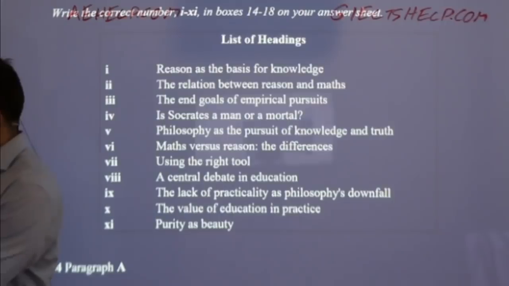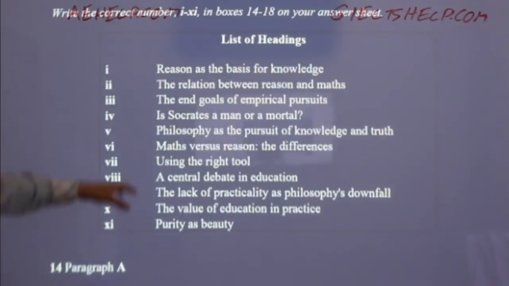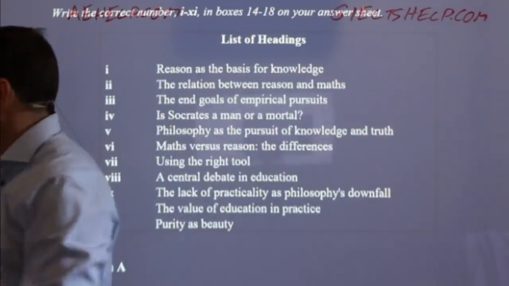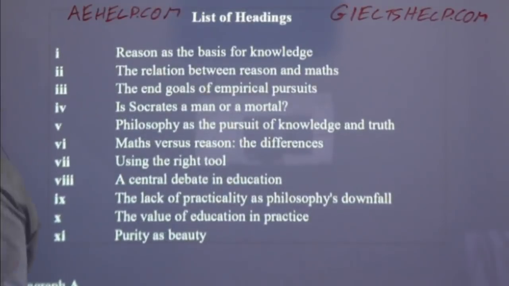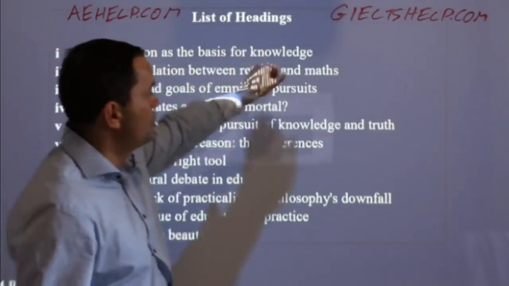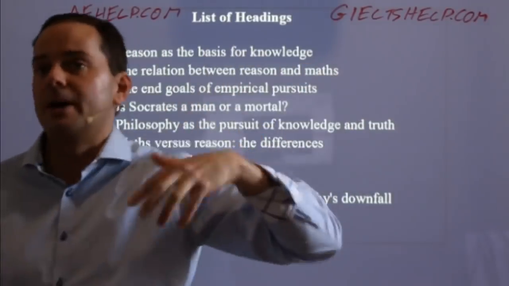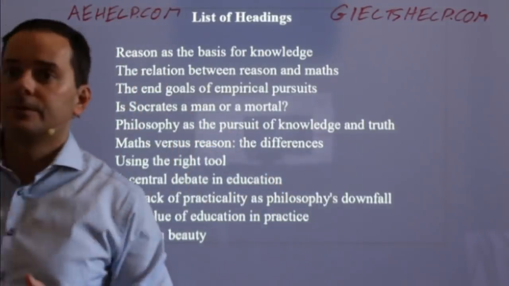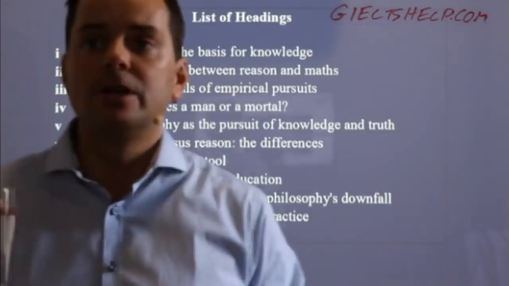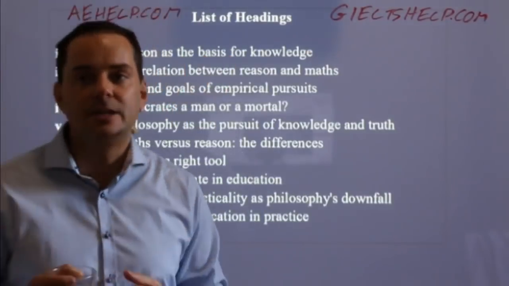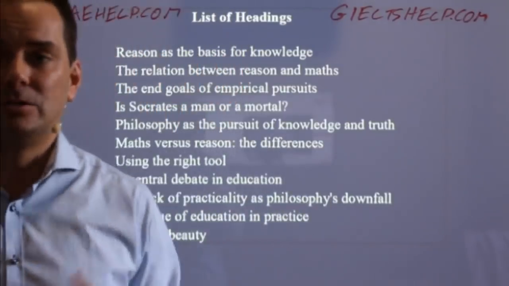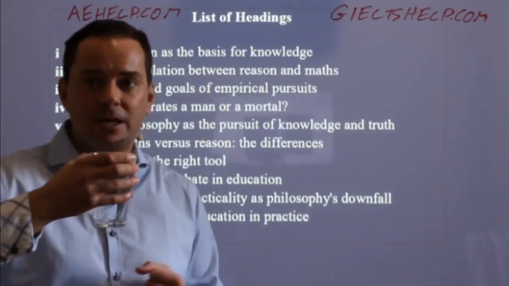Let's take a look at this. Reasons as the basis for knowledge. What's another way to say that? Let's enlarge that a bit for you. So, reasons as the basis for knowledge. How can I say that in my own words? What can I do? Okay, anything that comes to mind. Doesn't have to be perfect. Grammar doesn't have to be perfect. Just some synonyms, expressions. Description is a really good idea with list of headings. So descriptive paraphrasing, describing it in your own words.